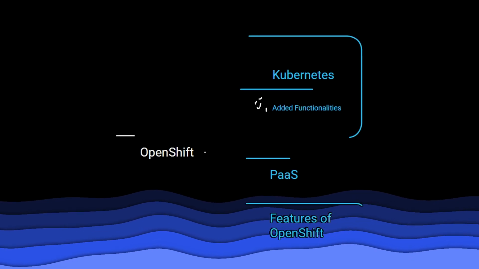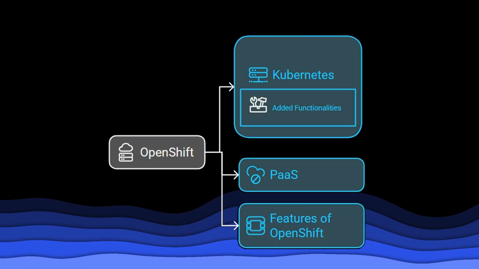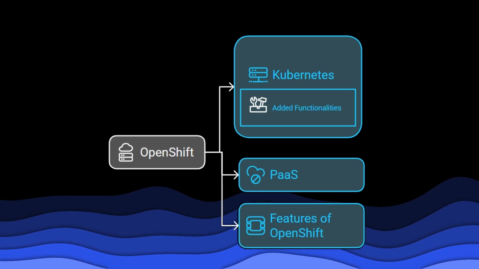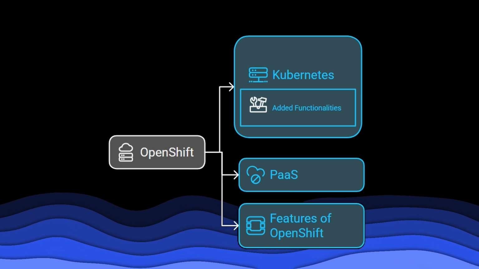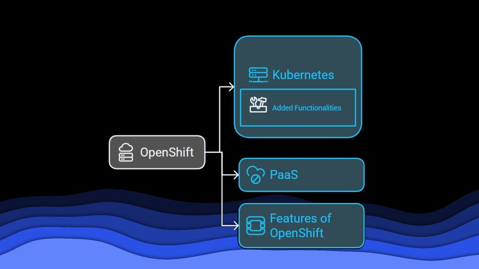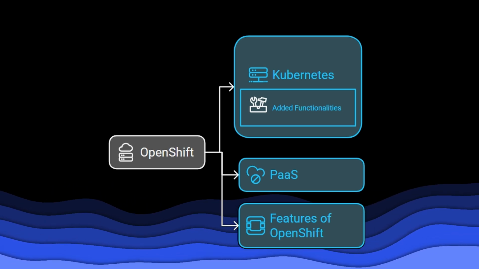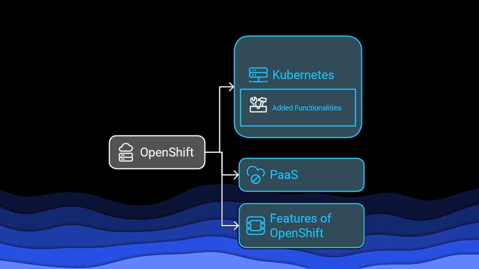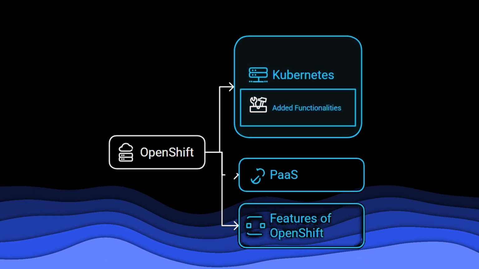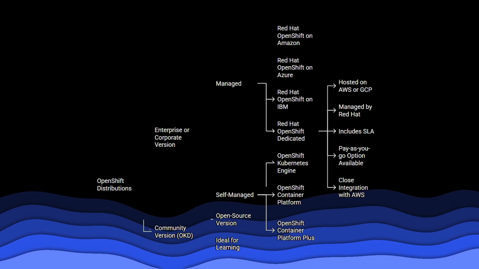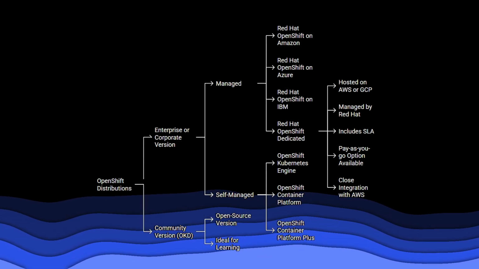Welcome back to MasterStack. In our last deep dive, we explored OpenShift, right? Right. And we saw how it basically takes Kubernetes and adds a whole bunch more functionality on top of it to give us this platform as a service experience. Yes. We even peeked at some of the core features that make it stand out, but today, I think it's time to get a little bit more practical. Yeah. Like, how do you actually get your hands on OpenShift?